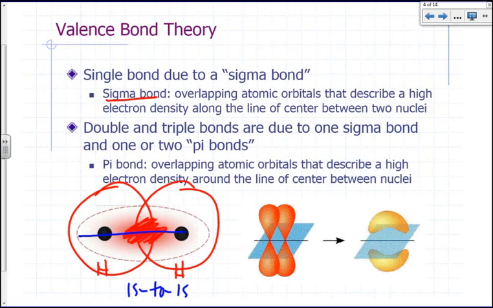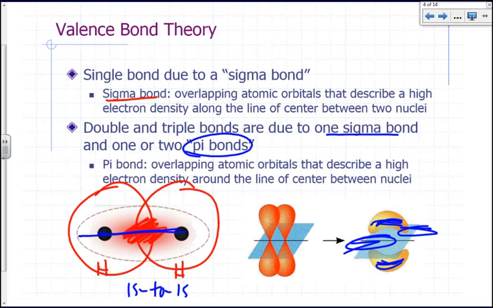Now, some pairs of atoms can have double bonds and triple bonds, as we've seen when we drew Lewis structures. Now, the second and the third bond are said to be due to pi bonds. So the first bond is always due to the sigma bond. That's the bond along the line of centers. You can have a region of high electron density above and below your neighboring atoms, and that would be a pi bond. A second pi bond can be a region of high density in front of and behind.